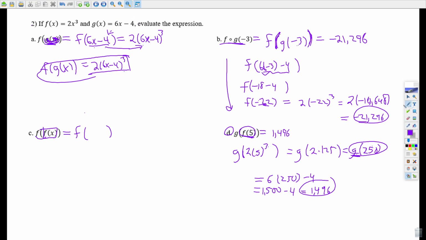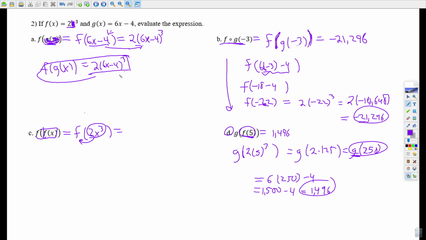It's equal to 2x to the third. 2x to the third. Then we're going to apply the f function again. So we're going to take this whole thing, put it in for where you see an x. So pretend you're taking this out, delete, and insert what's inside the parentheses here.